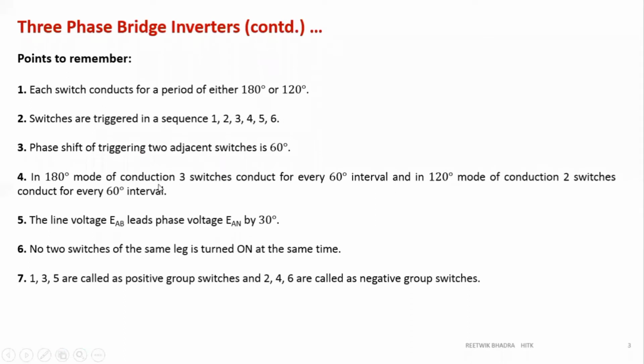So in 180-degree mode, what happens? Three switches conduct every 60-degree interval, and in 120-degree mode, two switches conduct every 60-degree interval. This we will find out. No need to worry about point number 4. We'll check it out. I can't explain it to you now, but I have to show you the gate pulse. Then only I can explain it. Line voltage leads my phase voltage by 30-degree. EAB leads EAN. You can draw your three-phase system and check whether your line voltage EAB is leading EAN by 30-degree or not. You can check that.